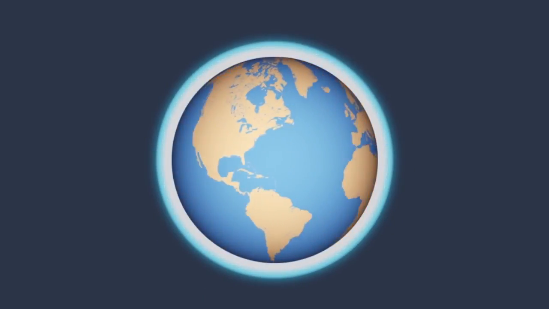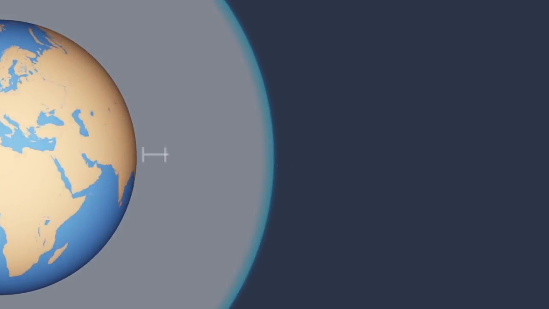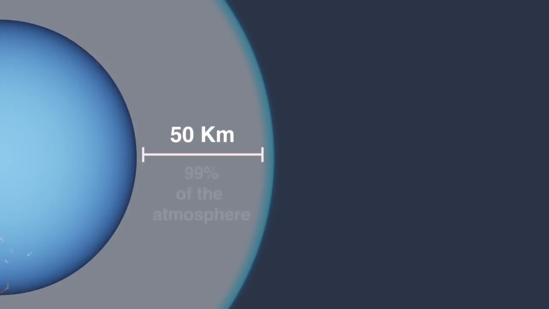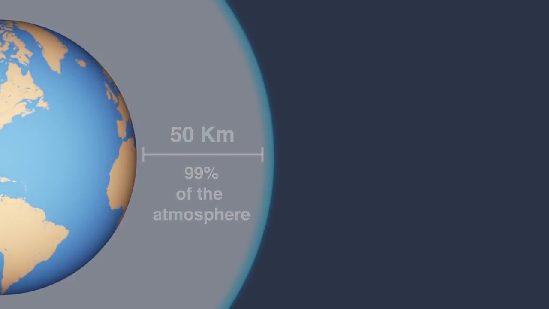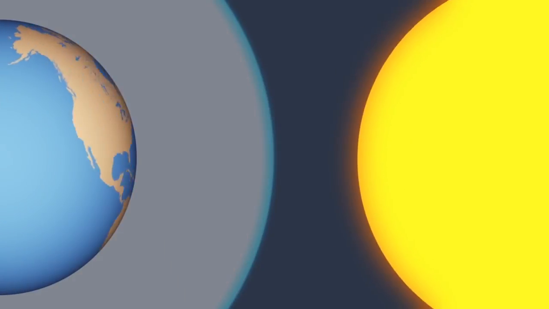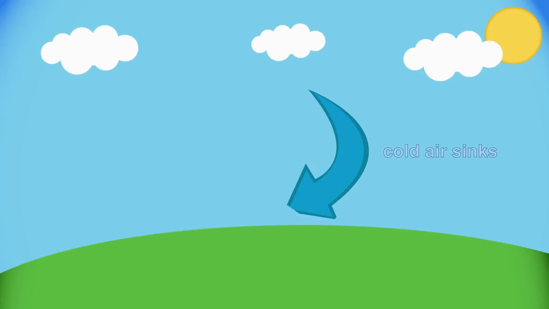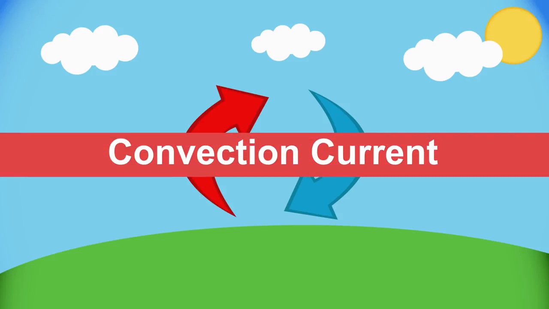Because air is compressible, it gets less and less dense as you get further from the Earth. Let's consider the first 50 kilometers, where 99% of the atmosphere is found. Visible sunlight passes through the atmosphere and warms the ground, heating up the air at ground level. As the colder air above sinks, it pushes up the warmed air, which is less dense due to expansion. This movement, known as convection current, gives us our weather systems.